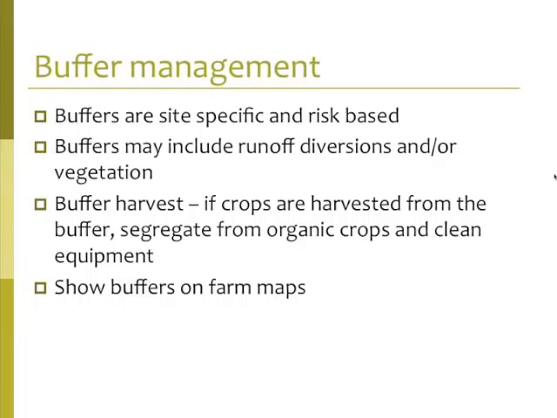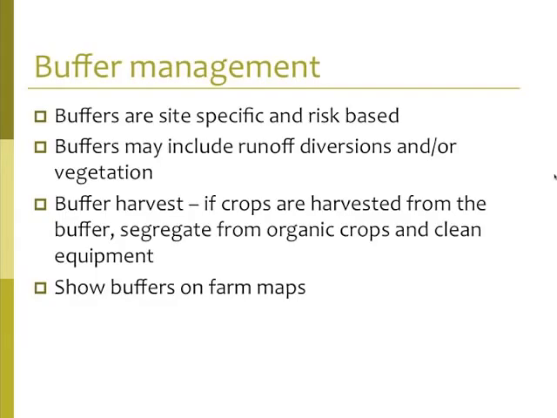Would that be appropriate? Your plan should include a description of where the buffers are. It should show what the adjoining land uses are, and then if there's any features of your buffer, such as a runoff diversion or vegetation, to prevent runoff from a neighboring farm, then that should also be included in your plan.